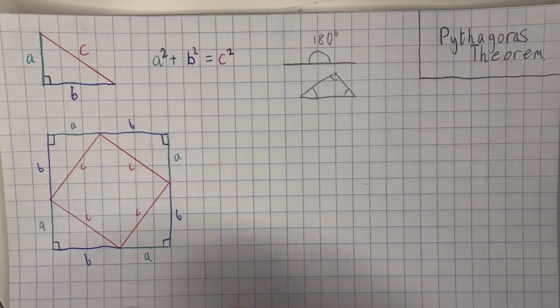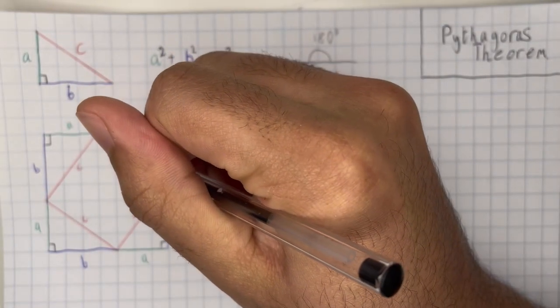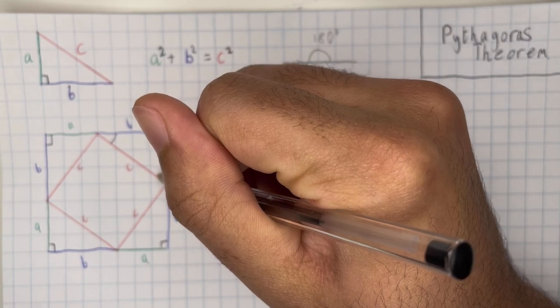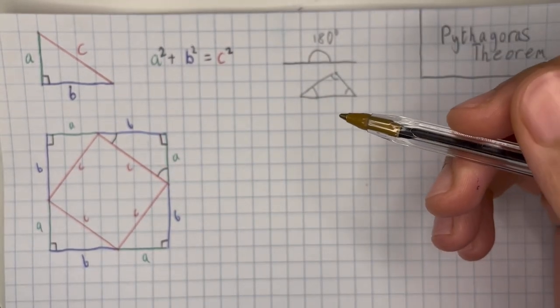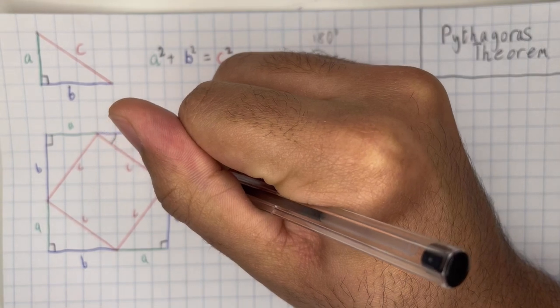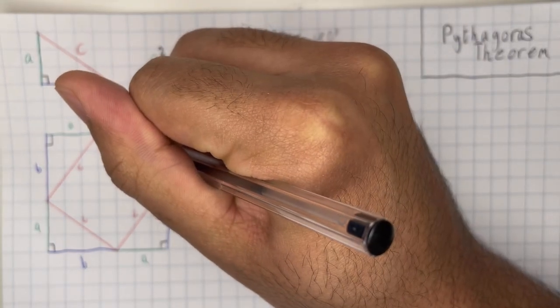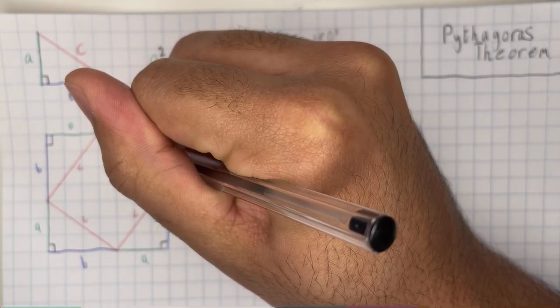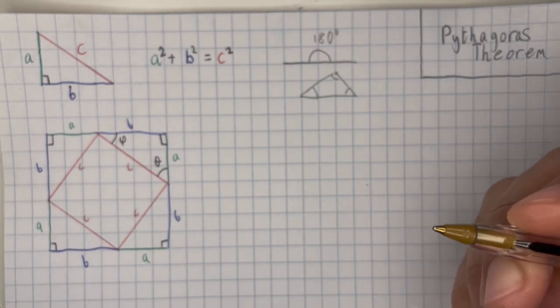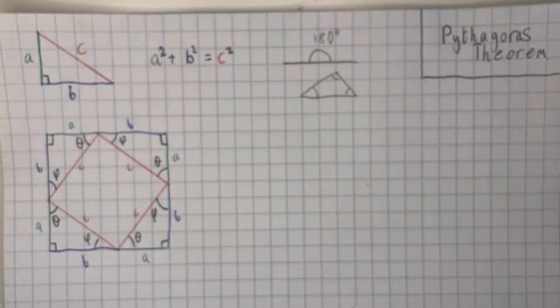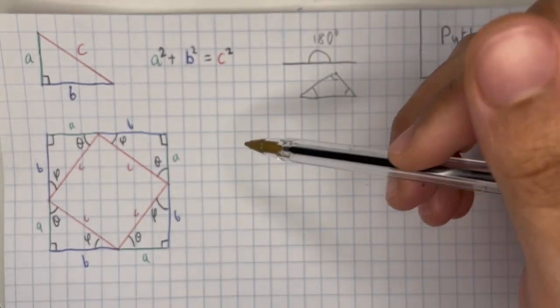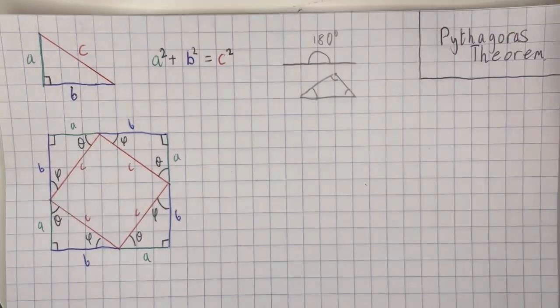Okay, so a very important thing here is I don't really know what these angles are. But it doesn't really matter. I'm going to call this angle here theta and this one phi, like that, so it'll be the same all around. Now, what would I say about theta and phi?